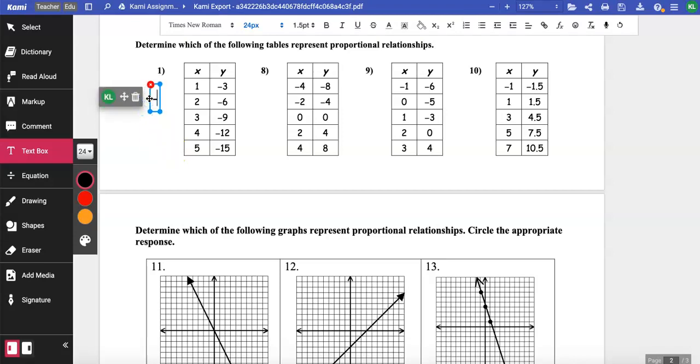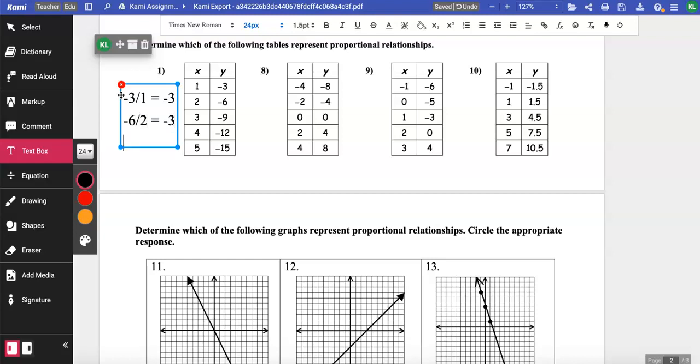I'll do y over x since y is bigger. So negative 3 over 1 equals negative 3. Negative 6 divided by 2 also equals negative 3. And I'll talk about the negatives in a minute. Negative 9 divided by 3 equals negative 3. So it seems as though we're getting that pattern. These will all end up being the same. So I know that this one is definitely proportional.